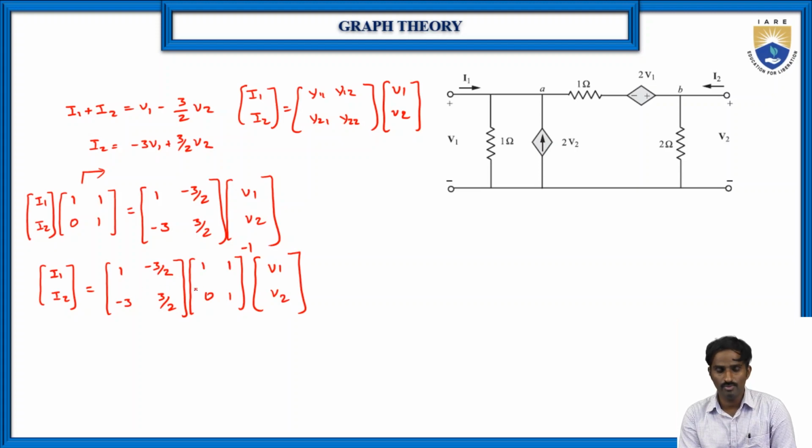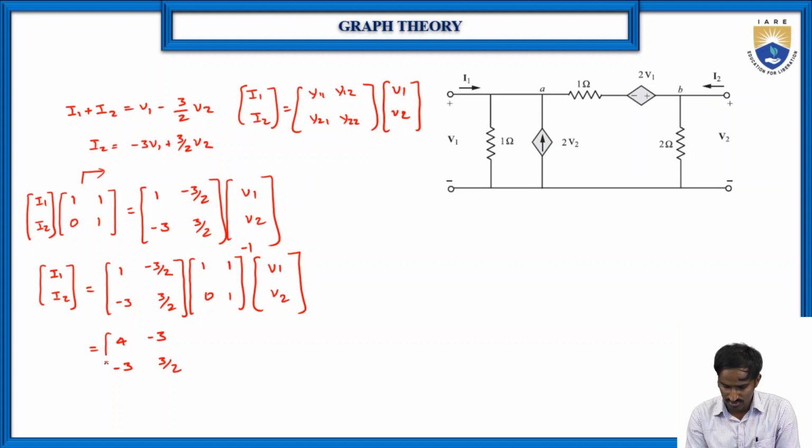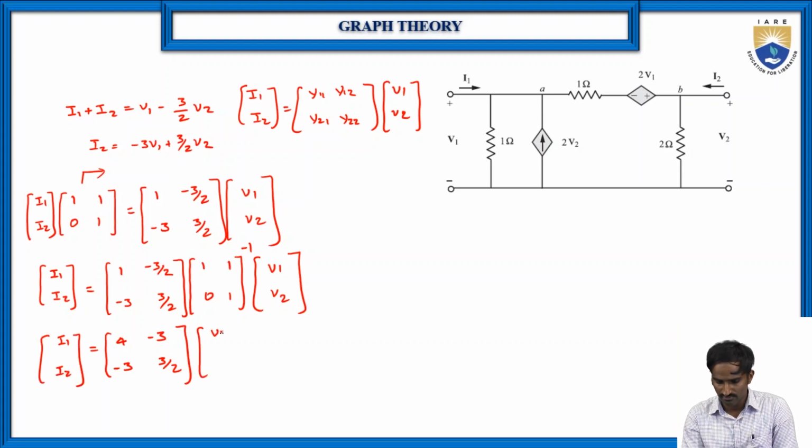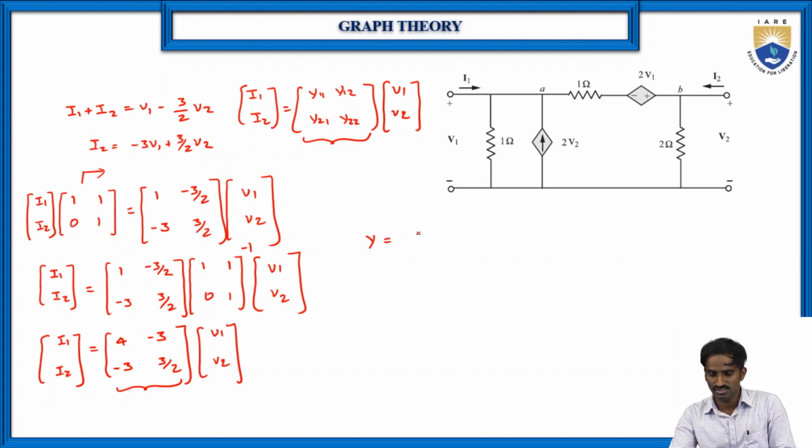If you multiply these two matrices, finally you will get 4, minus 3, and minus 3, and 3 by 2. So this is the equation that you will get when you multiply these two matrices I1 and I2. So here I1 I2 is equal to V1 and V2. Then you just compare this one and this one, and you will get the admittance parameters, which are 4, minus 3, and minus 3, and 3 by 2.